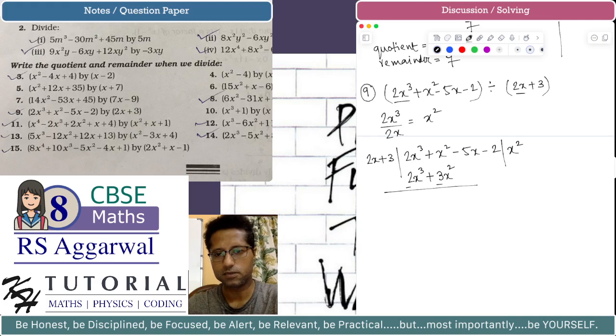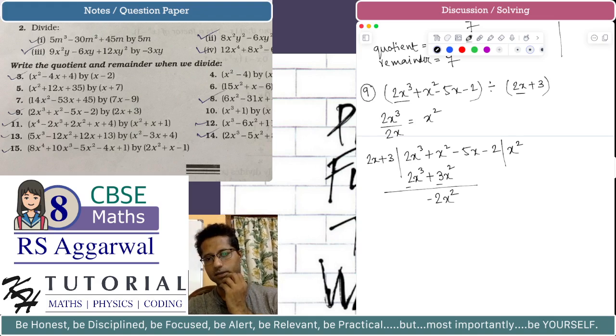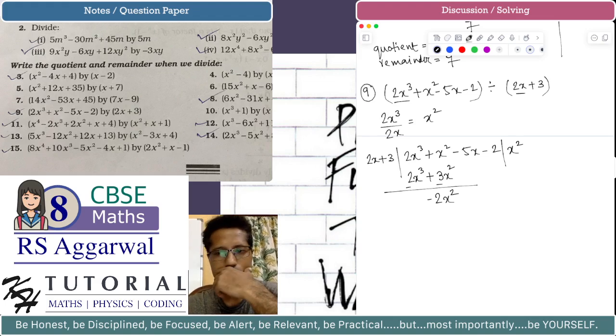Now if you do the subtraction, 2x cube minus 2x cube cancels out, and x square minus 3x square becomes minus 2x square. You can see the degree of the remainder is 2, which is greater than the degree of the divisor. So we must carry on with the division process. We bring down the next term from the dividend, which is minus 5x, and append it with the remainder, and minus 2x square minus 5x becomes the current dividend.